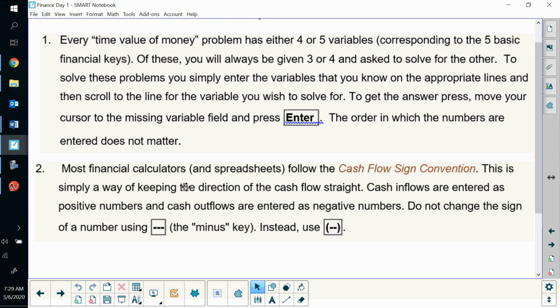Financial calculators, the direction money is going is important. If money is coming from your wallet, it needs to be put in as a negative. If money is going into your wallet, it needs to be put in as a positive. So for example, if you invest $1,000, that should go in as a negative 1,000 because $1,000 has come out of your wallet. If you were to borrow money, that would be represented as a positive because that's money that's coming into your wallet.